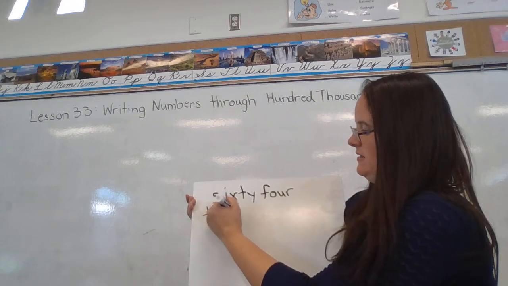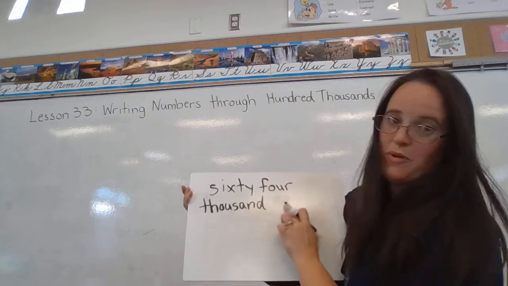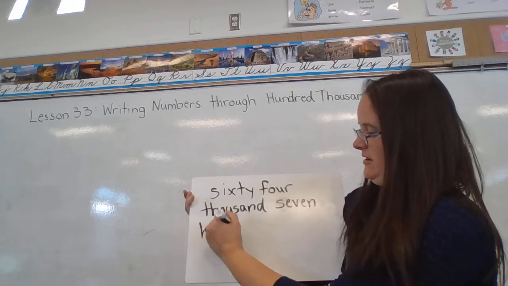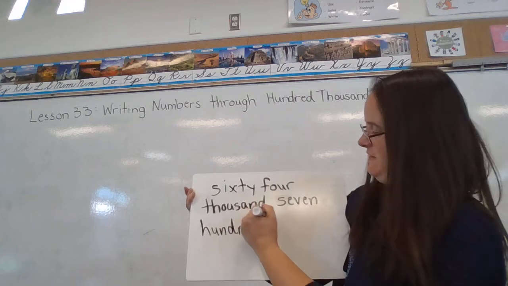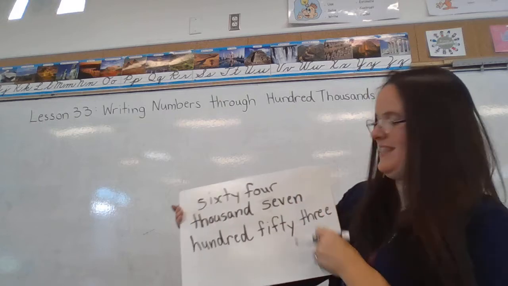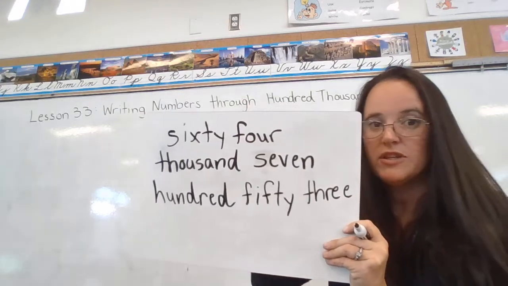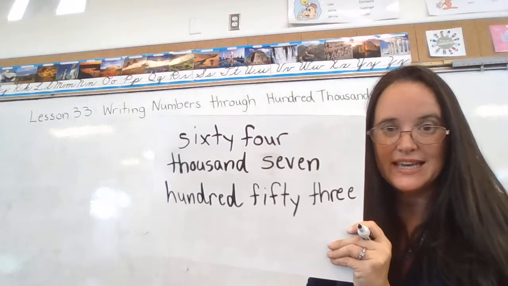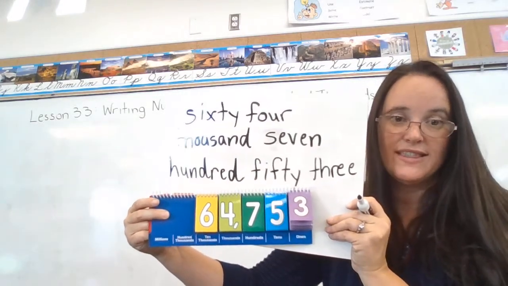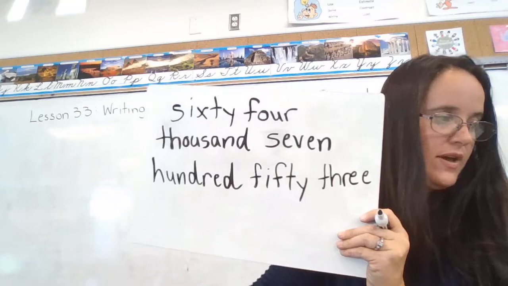64,000. I wrote a digit. We want words though. 753. That is a lot of writing for one silly little number, but this is what we're looking for. We're looking for you to be able to have this skill to take a number with digits and turn it into words. This will also help you say the numbers more accurately when you're reading your math book, okay?